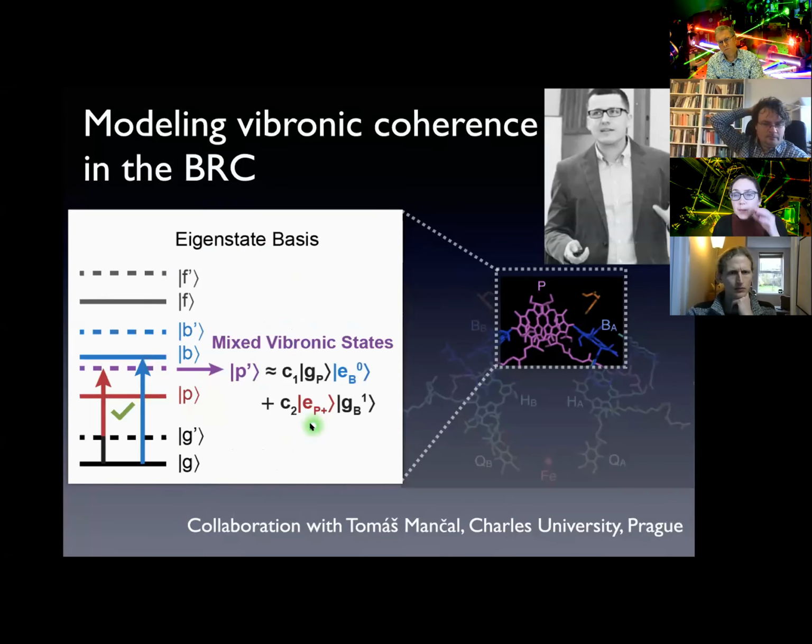So taking that model, this coupled system, and diagonalizing the Hamiltonian, I get, of course, my eigenstates. And so I end up with mixed vibronic states that have the character of some mixture of electronic excitation in the special pair or on B, along with vibrations on B as well. So some mixture of those states.